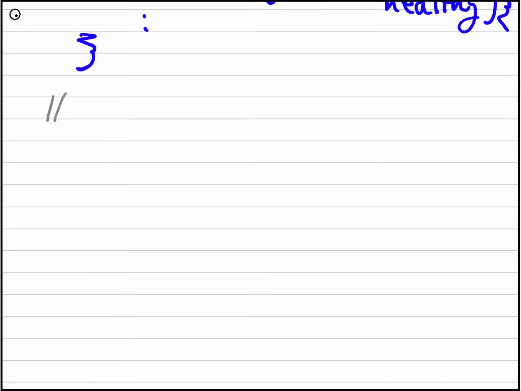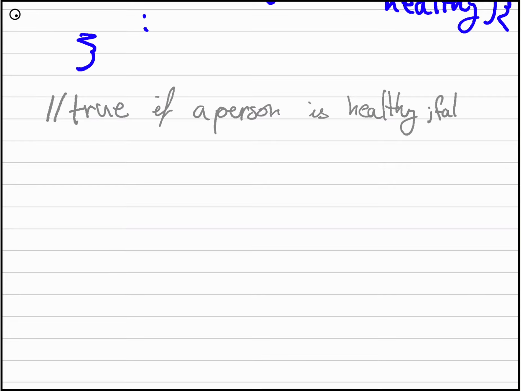They're both important initially. So it can be true if a person is healthy, false otherwise. All right, what's the signature?